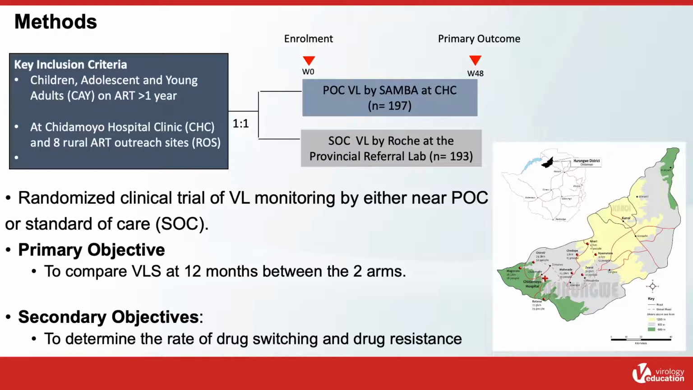To achieve this, we conducted a randomized clinical trial of viral load monitoring among children, adolescents, and young adults who had been on ART for over a year. Participants were from Chidamoyo Hospital Clinic and from 8 rural outreach sites. Viral load monitoring was done by either point-of-care viral load by SAMBA at the clinic or standard-of-care viral load by Roche at the provincial referral lab. The primary objective was to compare viral load suppression at 12 months between the two arms, and the secondary objective was to determine the rate of drug switching and the rate of drug resistance among the participants.